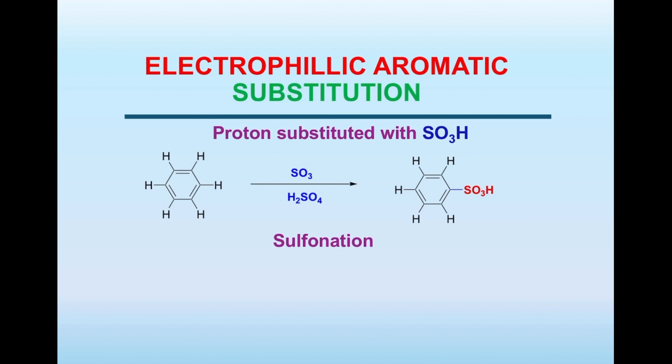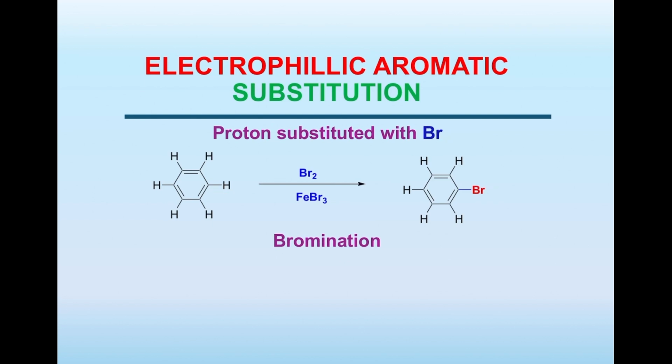Next, we look at a reaction that's called sulfonation, where the hydrogen has now been substituted with SO3H, and the electrophile in this case is generated by using sulfur trioxide and sulfuric acid. So when you react those two together, you form the electrophile, which then substitutes the proton.